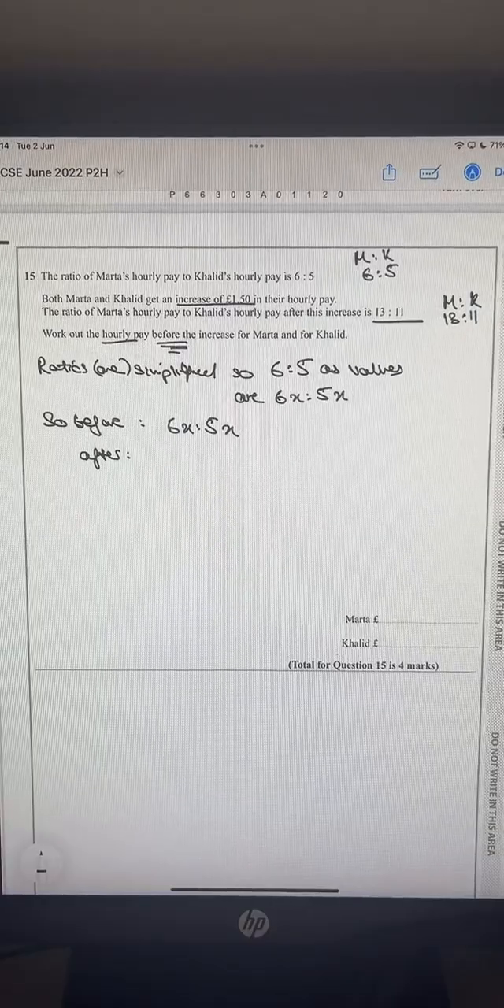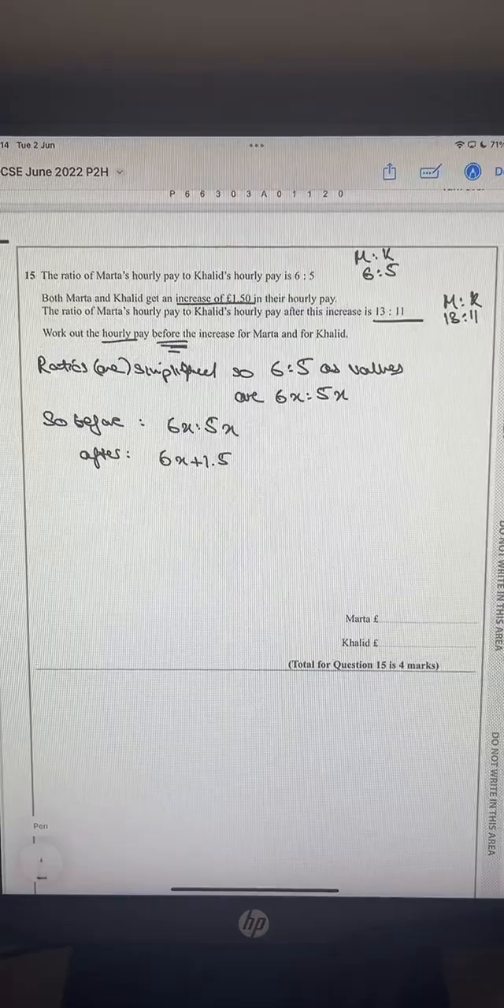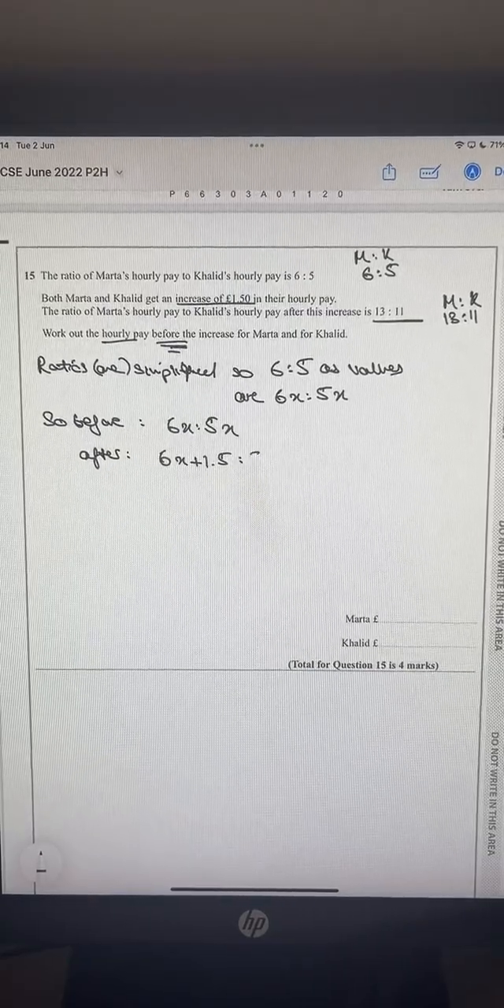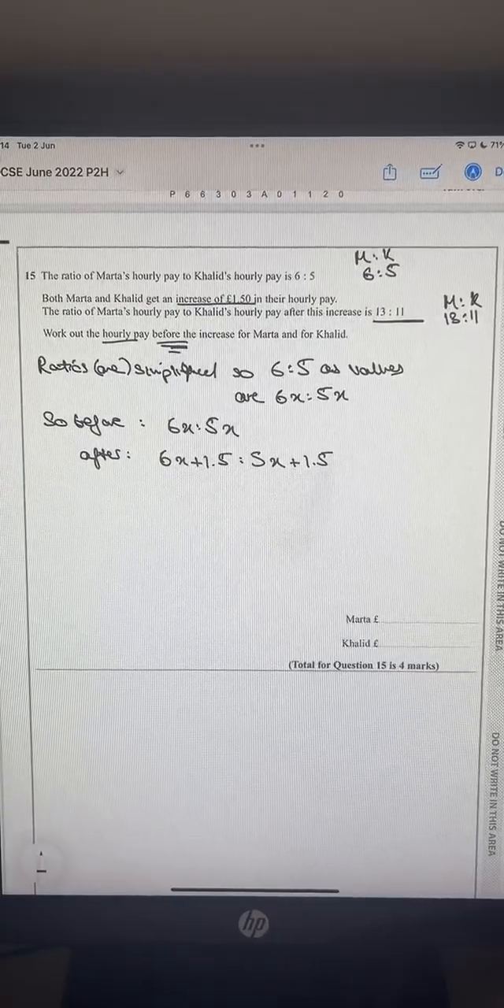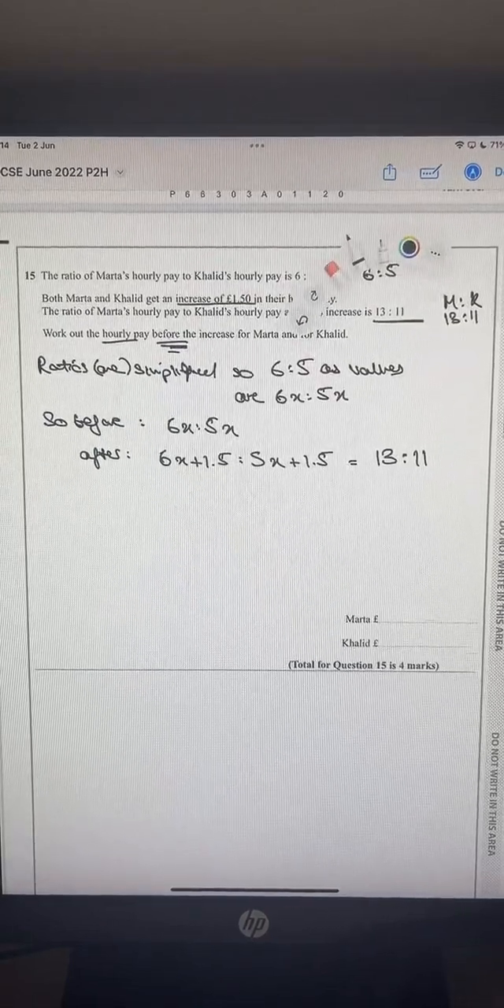It's not a multiplication, it's an addition increase. So we have 6x plus 1.5, and that is not x because that is a definite value of £1.50. It's not a scaled version of £1.50, hence we don't multiply by x. To 5x plus 1.5, and we know that that is going to give me 13 to 11 because that is the ratio after this increase.